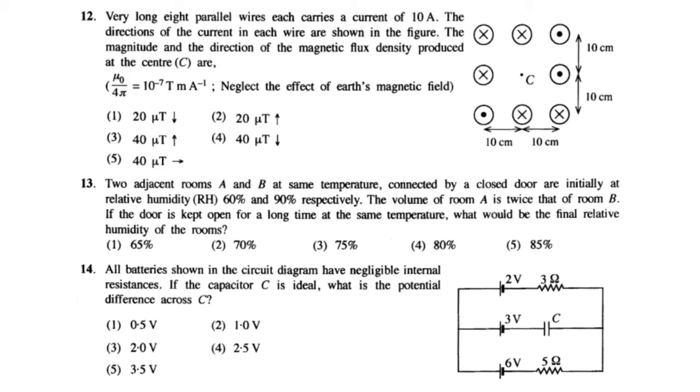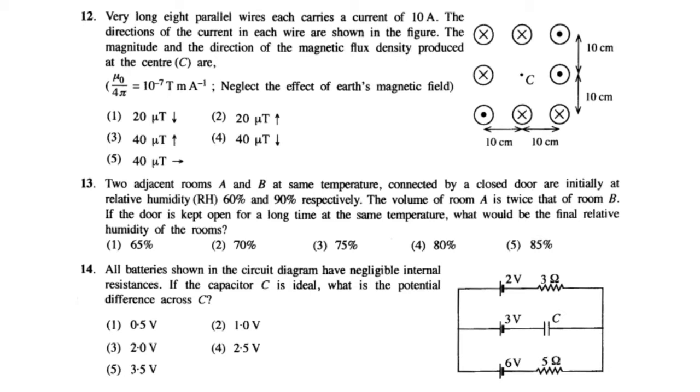When you apply the values given in the equation, you get 40 microtesla. That is 40 into 10 to the power minus 6 Tesla. That is 40 microtesla. Answer is 4.